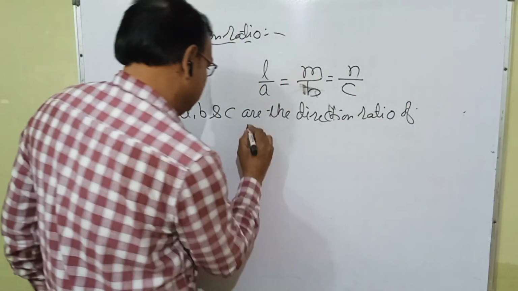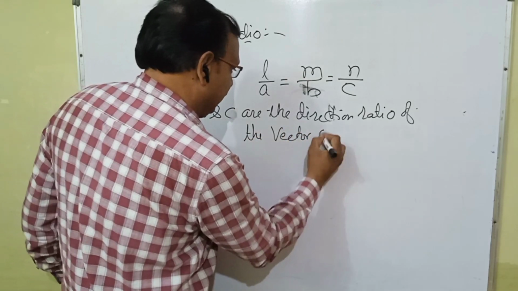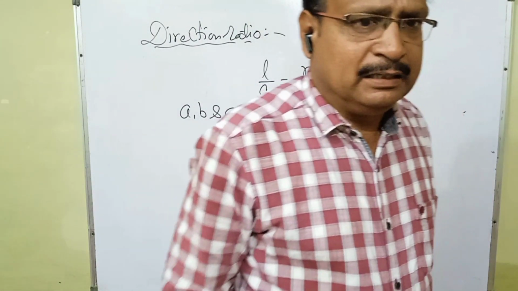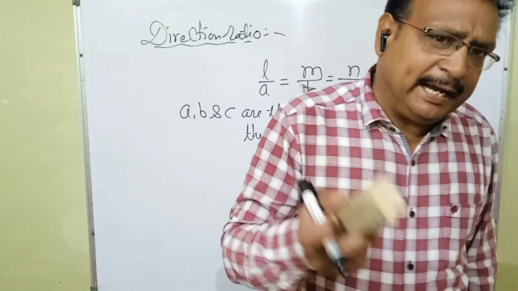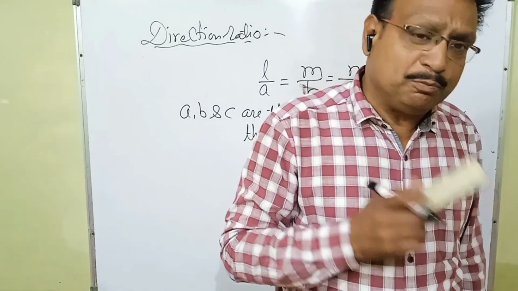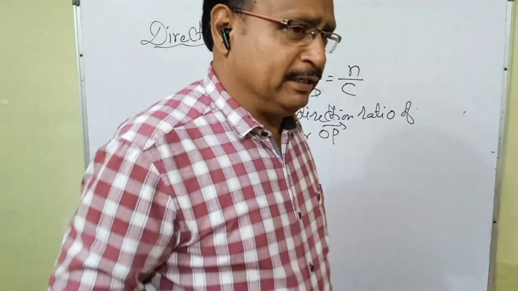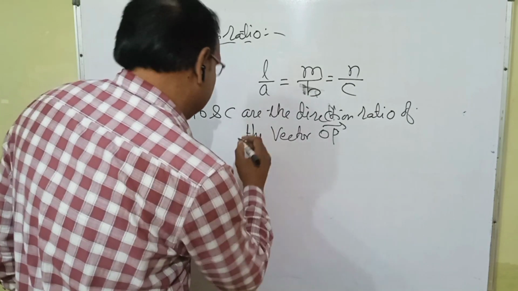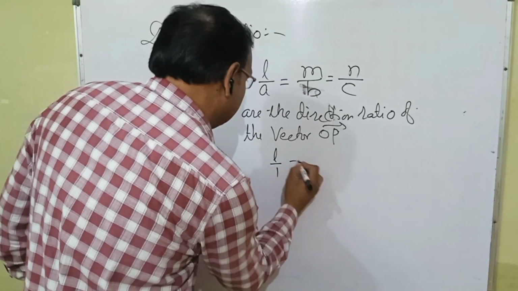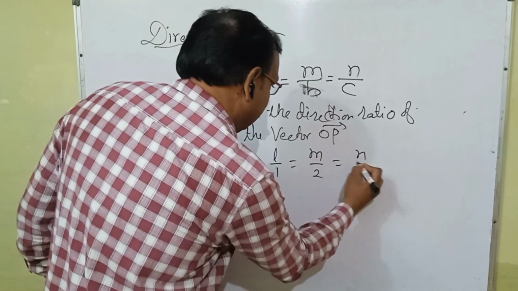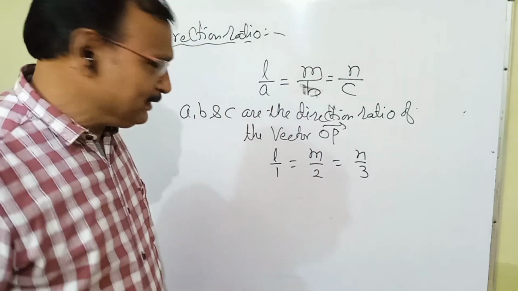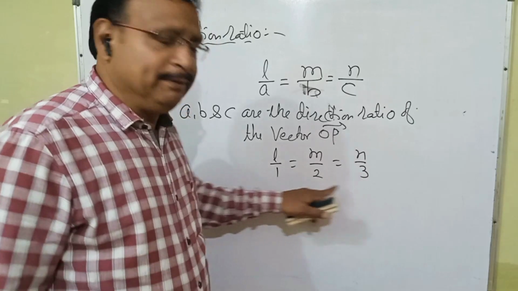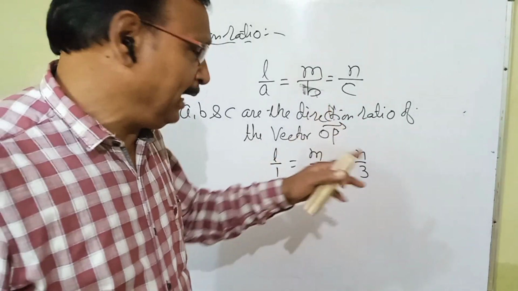These are the direction ratios of the vector OP. A very important fact is that L, M and N are unique values, but A, B, C can have different values. We can understand it easily by example: L upon 1, M upon 2 and N upon 3. For example, 1, 2, 3 is the direction ratio of a vector. Then 1, 2, 3 satisfy the proportional relation with L, M and N.